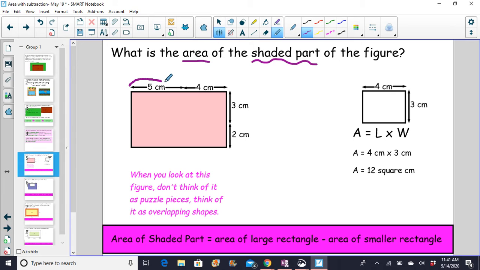Notice that for the length, the longer side, I actually need to combine together the 5 centimeters and the 4 centimeters. So 5 plus 4 is 9. So there's my length. And then my width would be the sum of the 3 centimeters plus the 2 centimeters. 3 plus 2, those two parts together equal 5 centimeters.